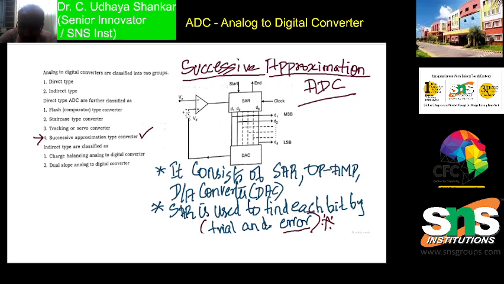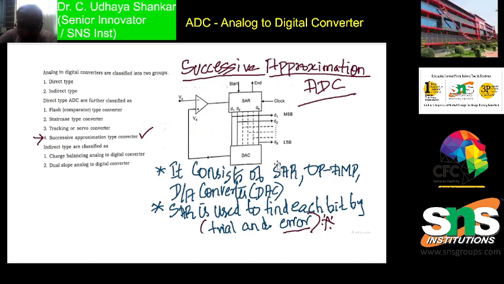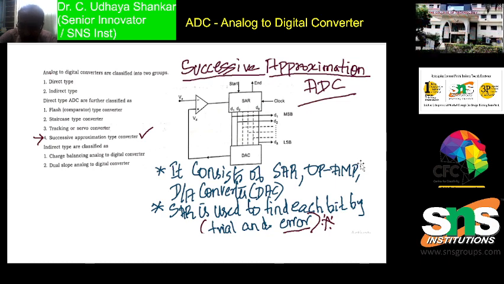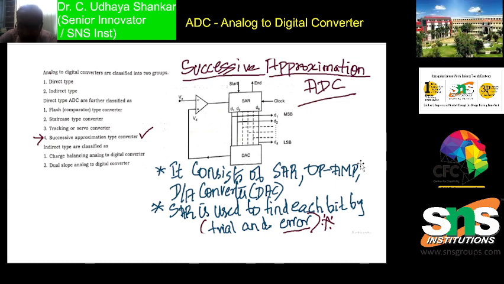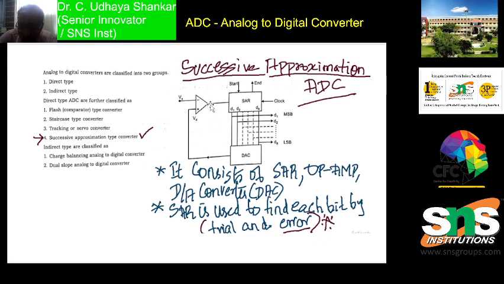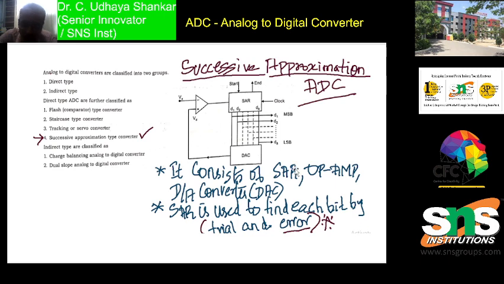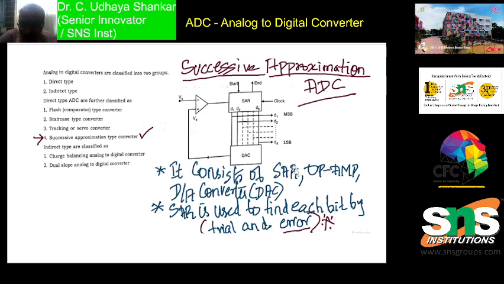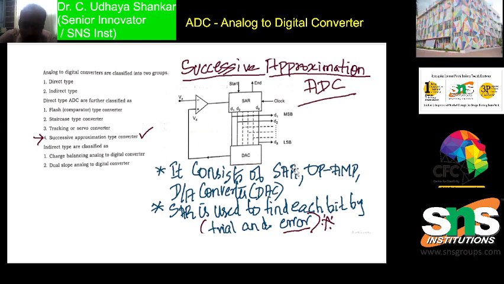So what is the use of the SAR, the successive approximation register? It is used to find each and every bit by trial and error method. It compares the input with the DAC output, and only when that input is exceeded, it will give an end signal. Because of this, the successive approximation type is able to give a correct analog to digital conversion output.